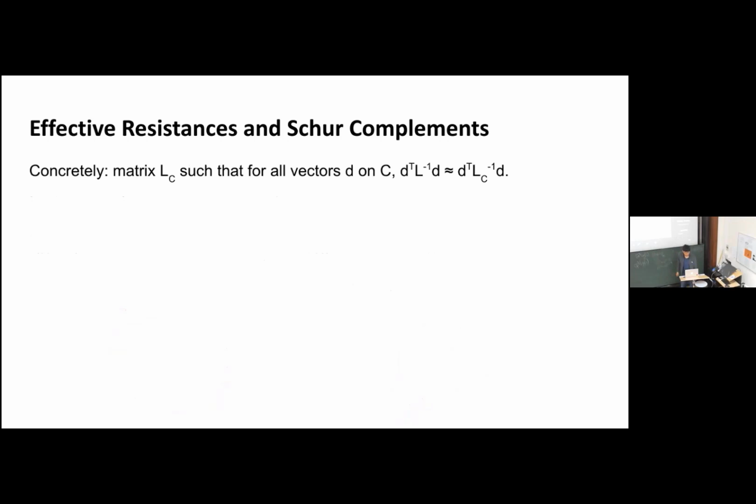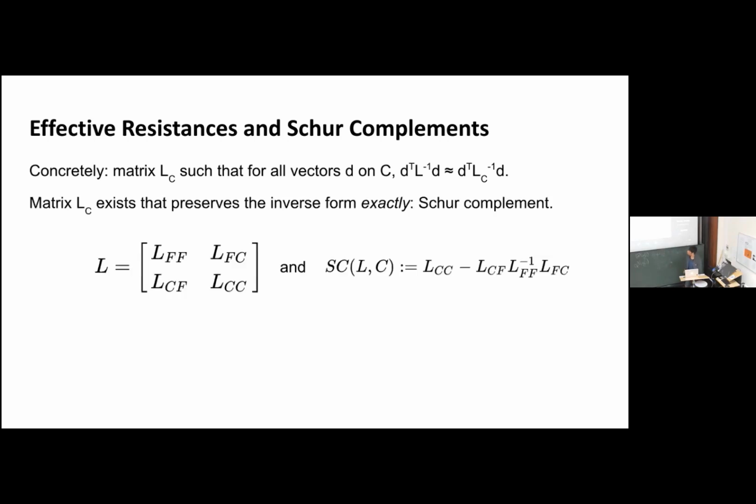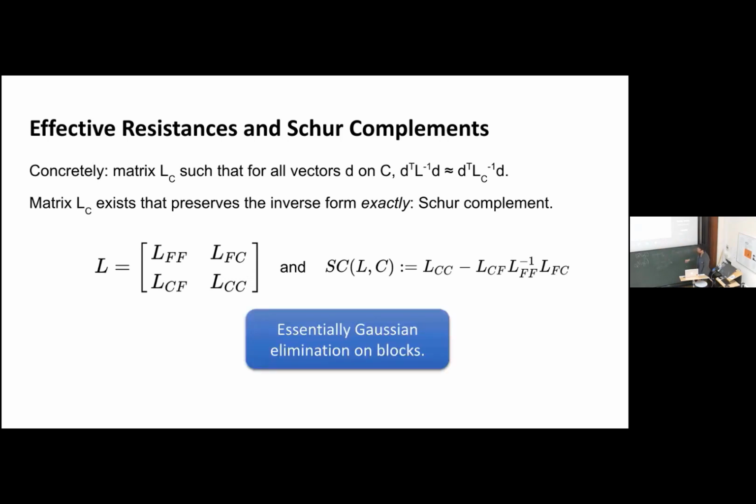And once we are able to maintain this matrix L_C, then you can store, or maintain, the inner product. Just to say a couple more words about this Schur complement matrix: if you write the Laplacian as L_FF, L_FC, L_CF, L_CC in block form, then the Schur complement is given by this formula. But more intuitively, this corresponds to block Gaussian elimination.